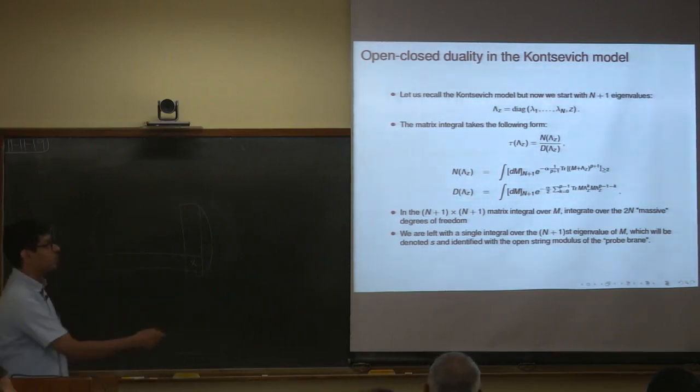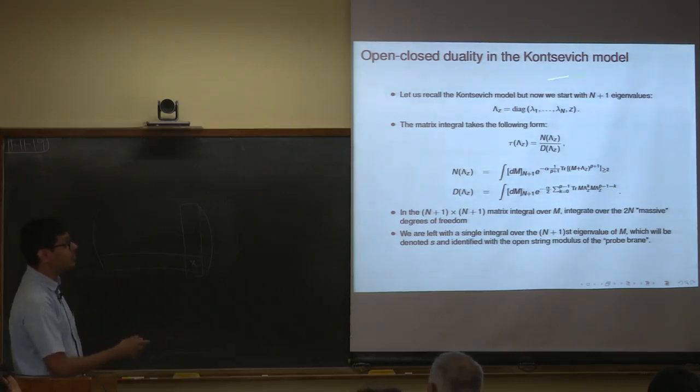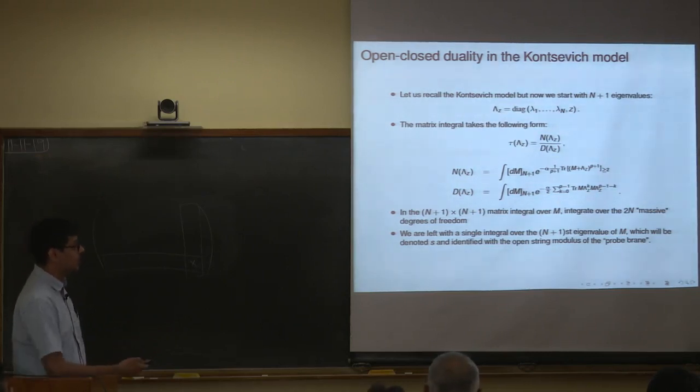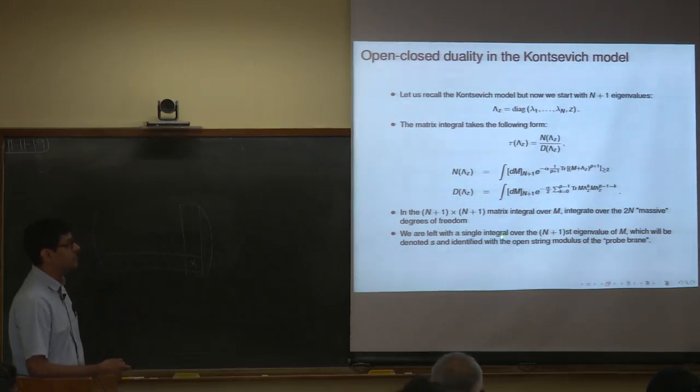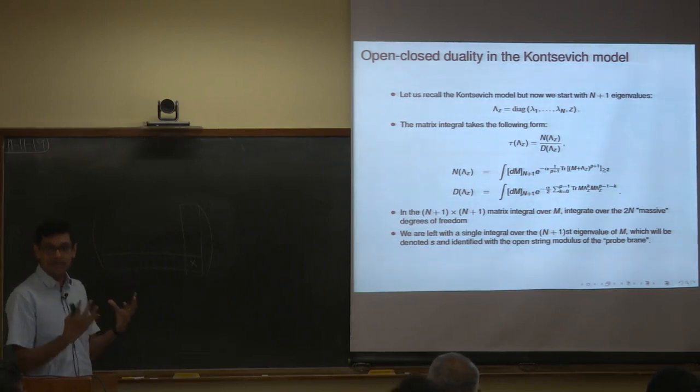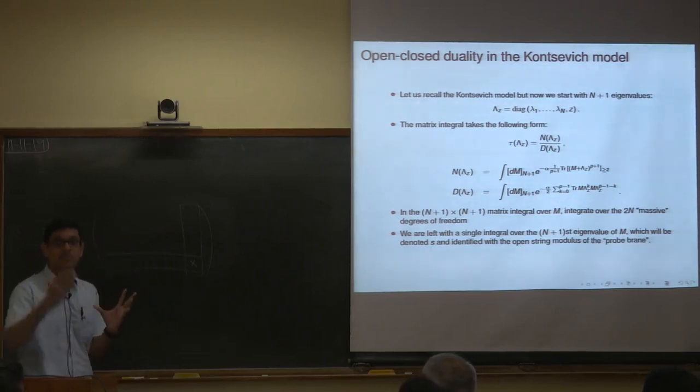Okay, so you start with n plus 1 eigenvalues of this source matrix, and I want to calculate this partition function, which is that of the Kontsevich matrix model. As I said, we just integrate out this n by n block. Then we'll be left with an integral over a single n plus 1 eigenvalue. You see, we don't have to do the integral. I want to write it as an integral over this last eigenvalue times what we had earlier.